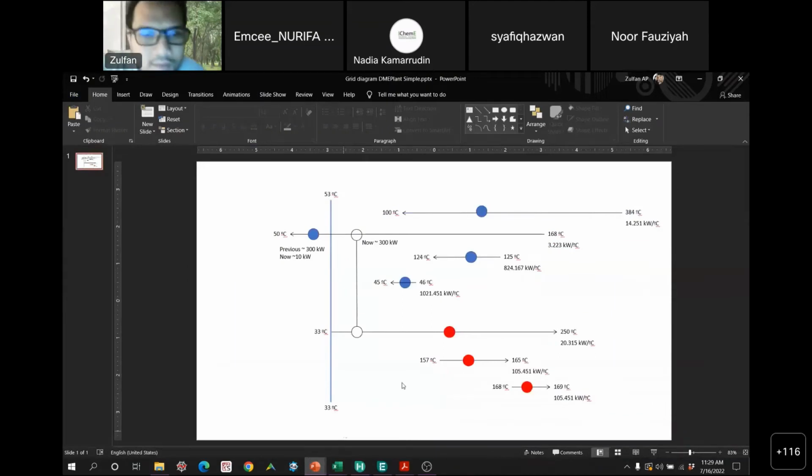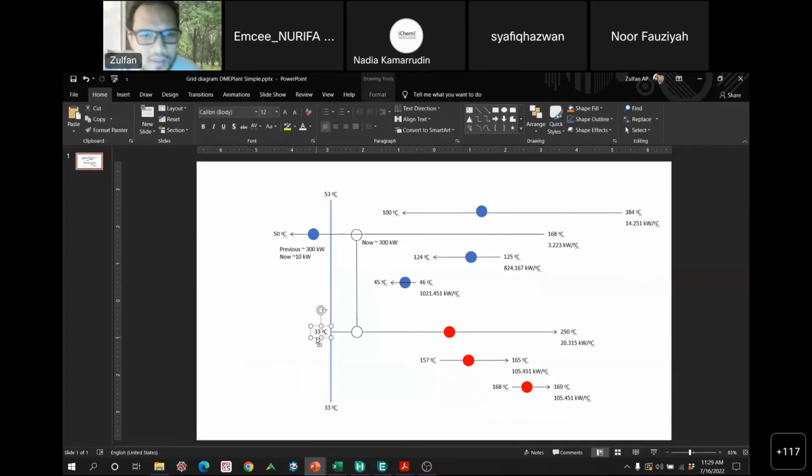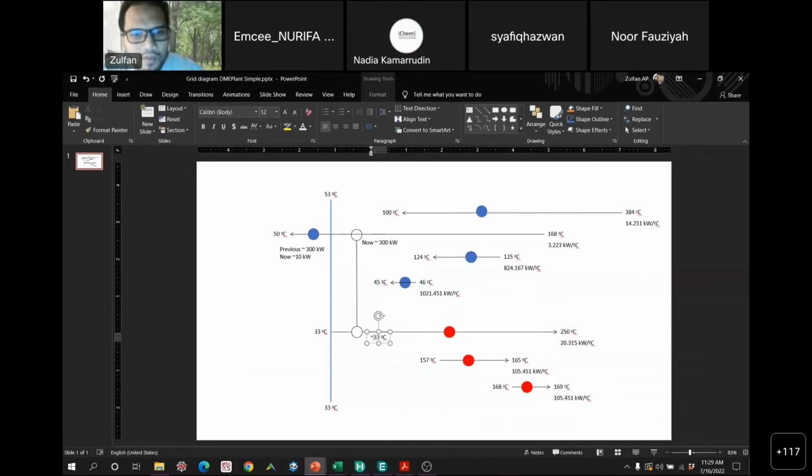Okay. So if it's 300 kilowatts, that means 300 kilowatts divided by 20, it's about 15, right? So this 33 degrees C is about 15 now. This temperature is about 15 degrees C plus 33. I hope you can follow me. 300 divided by 20 is about 15. So 15 plus 33, how much is that? About 48, or 50 degrees C.